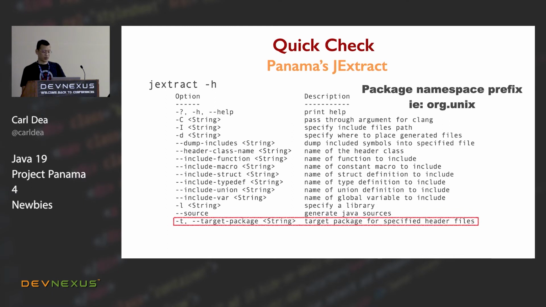If you remember, I said -d is where it goes into the destination. It'll generate those source files and put them in a generated folder, or wherever you want it, when you specify the path.